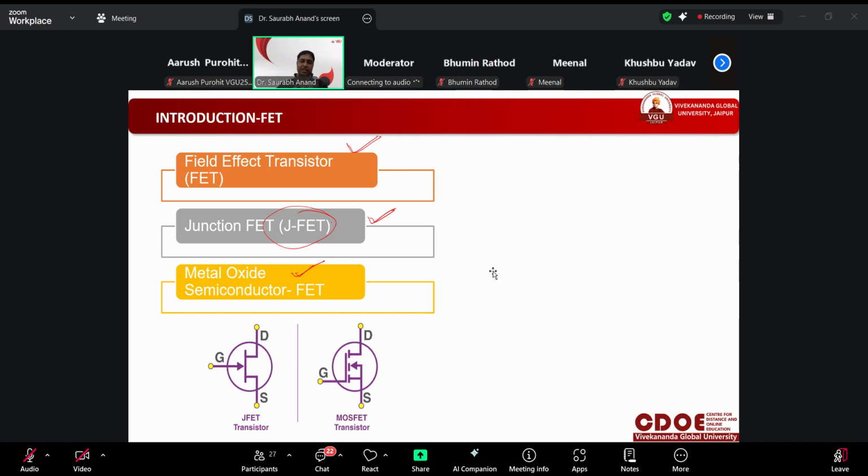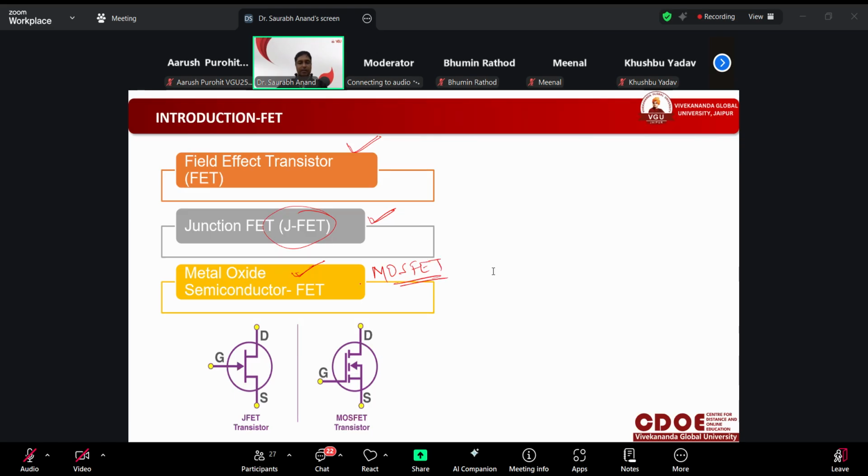So JFET and FET were actually the same at first, but after the second type was developed, the first field effect transistor became known as JFET, and the second one developed was known as the metal oxide semiconductor field effect transistor, MOSFET. It is known as MOSFET.